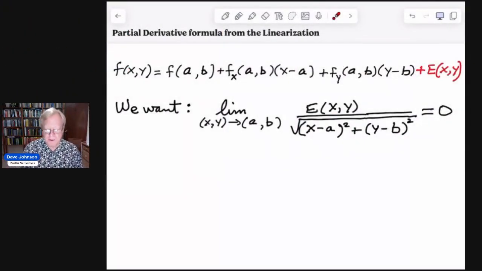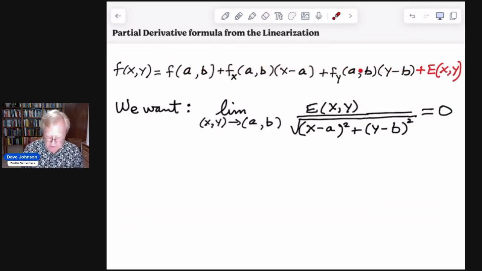So we start with a power series expansion of the function. So here's our function of two variables, evaluating at the point a comma b. And here's our first derivative with respect to x, and the partial derivative with respect to y. And we're only taking the first few terms. Beyond that, we have what we call the error. So this part here is the linearization of the function near the point.